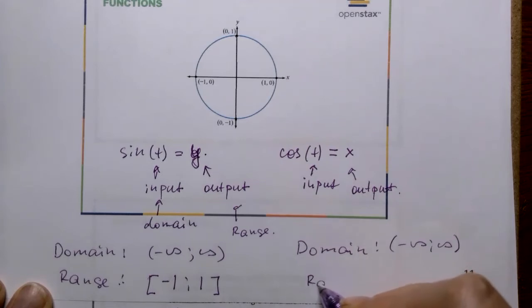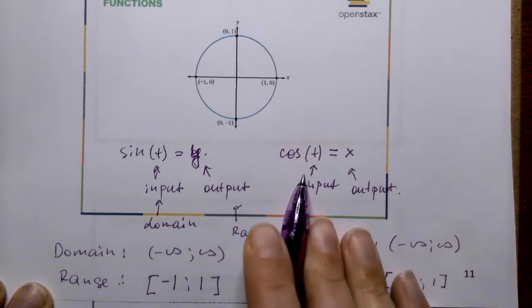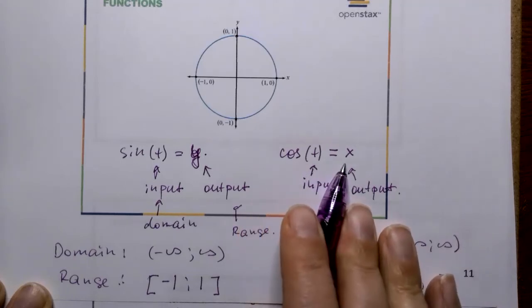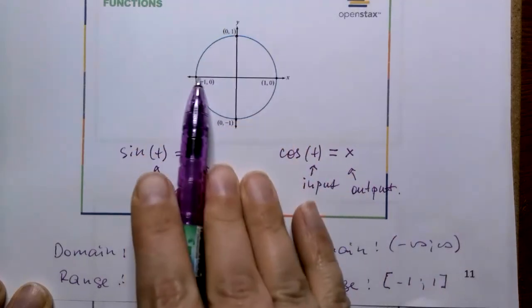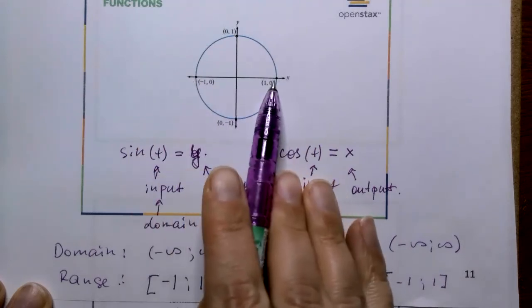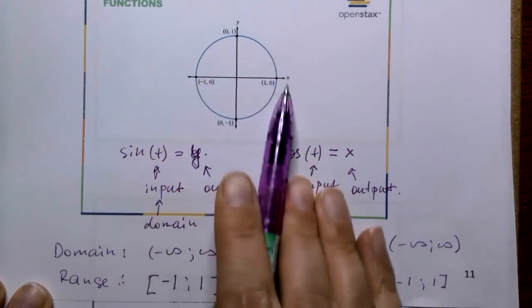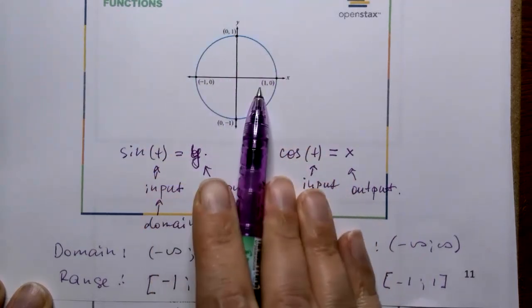But for the range, we have from -1 to +1 again, because the cosine function spits out the x value of the point on the circle. So it's never less than -1 and it's never greater than +1. So it's always in this range right here.